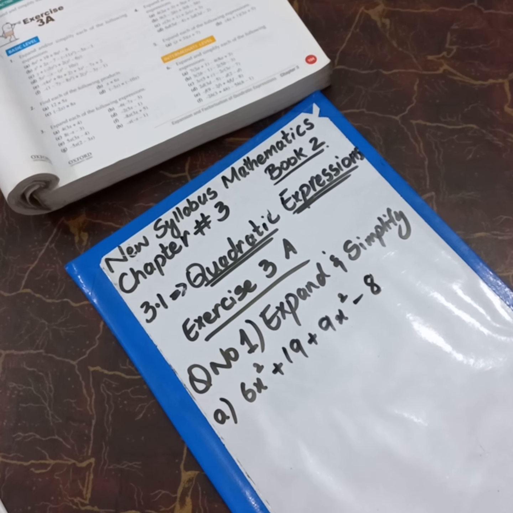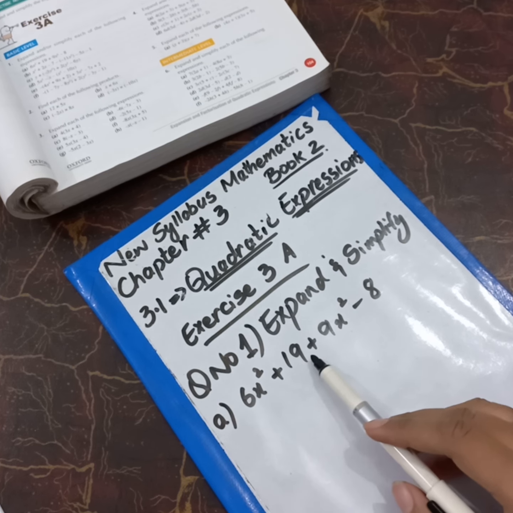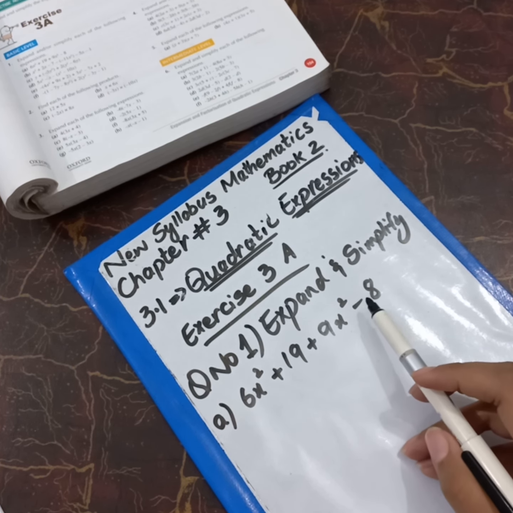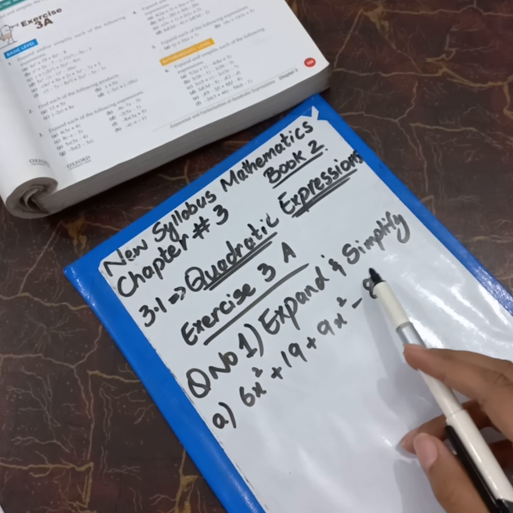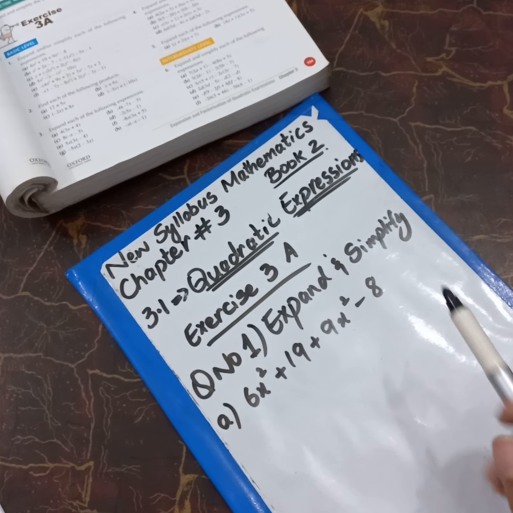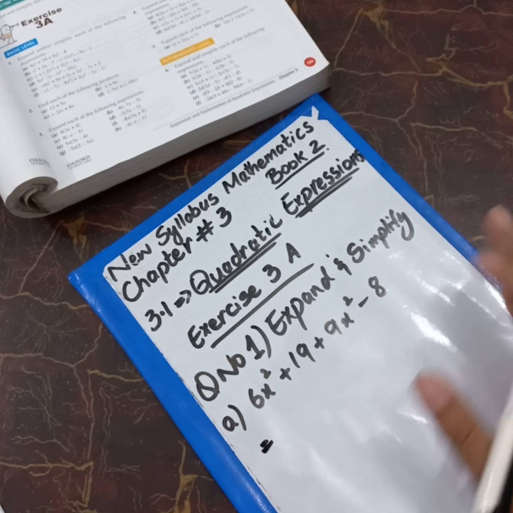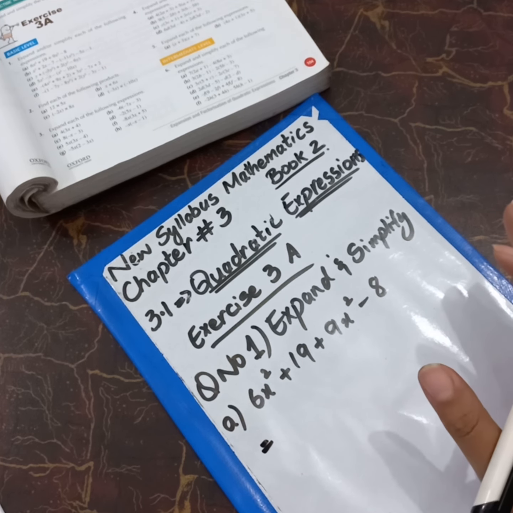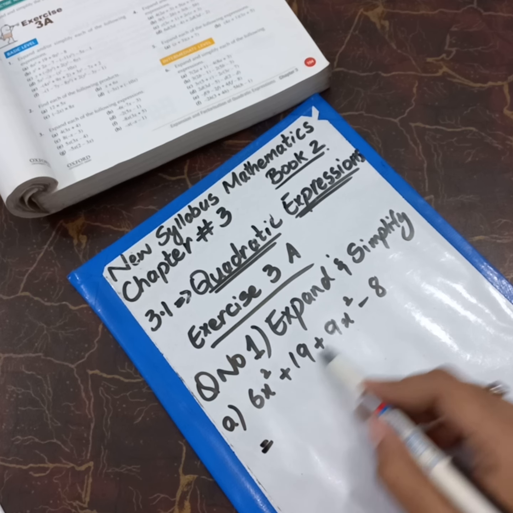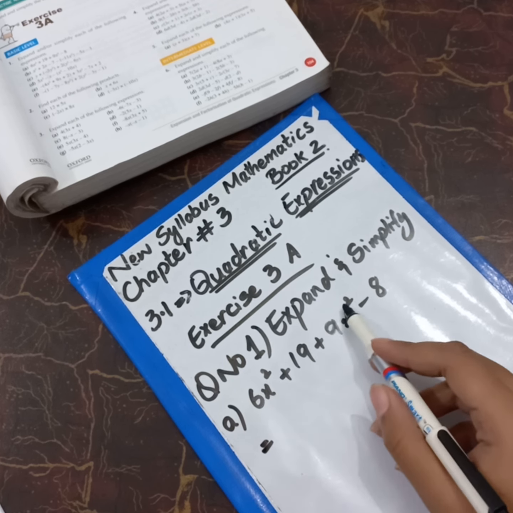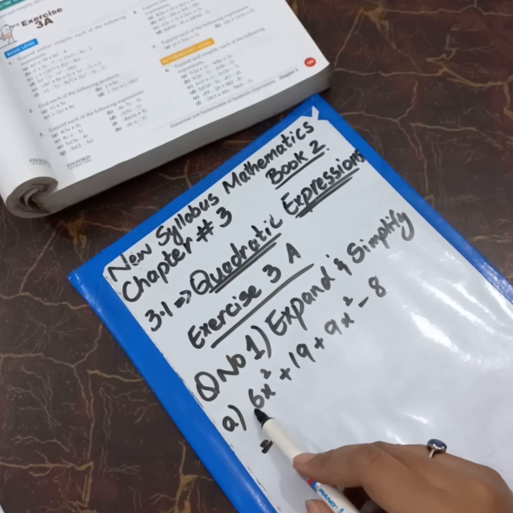Now you can see we are going to start A part. In A part, the question is 6x square plus 19 plus 9x square minus 8. We need to expand it and we need to simplify it as well. So first of all, there is no need of expansion because there are no brackets. Just need to simplify. For simplifying, the first thing we need to do is gather the like terms. You can see x square variables, both variables are same and their powers are also same. So these are the like terms. So we need to gather them, but we will gather them along with their signs.